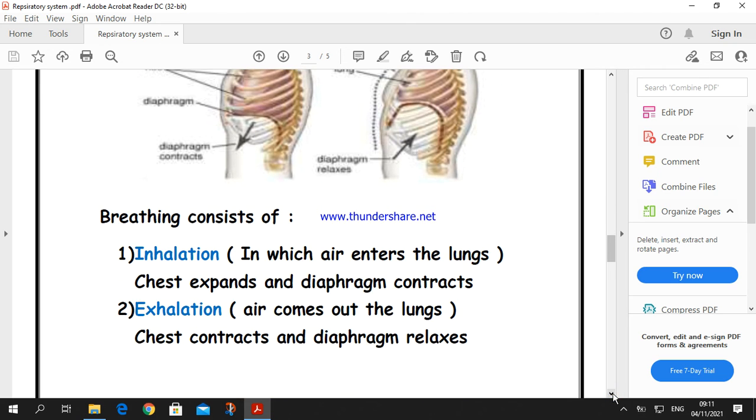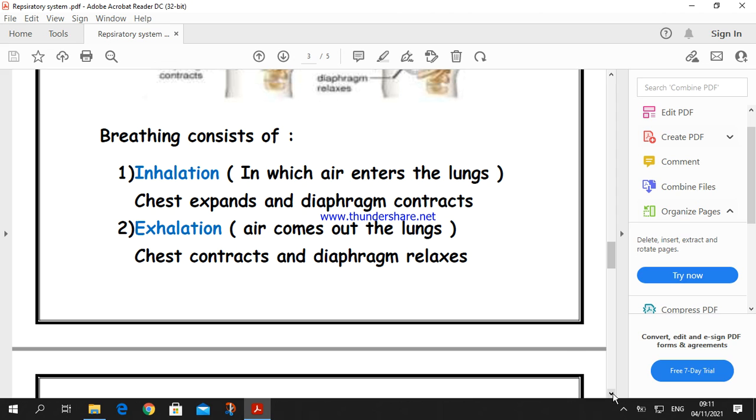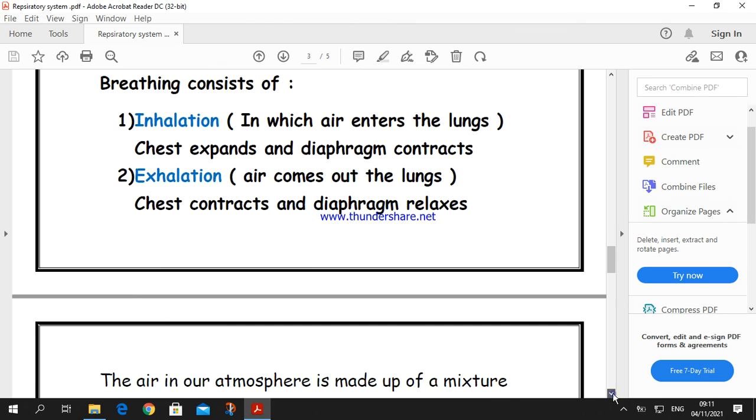Inhalation is the process in which air enters into the lungs. In this process, the chest expands and the diaphragm contracts and moves down. Okay? But in exhalation, the air comes out from the lungs, and the chest contracts and the diaphragm relaxes and moves up again. Okay? And we note that the chest cavity increases during inhalation, during taking air, and contracts during exhalation.